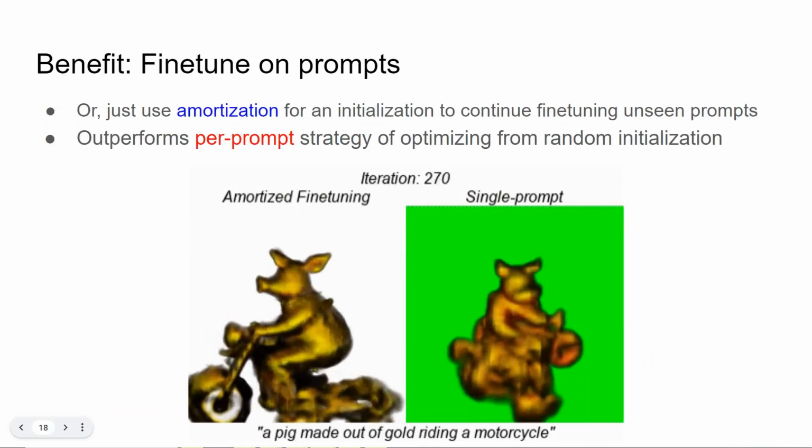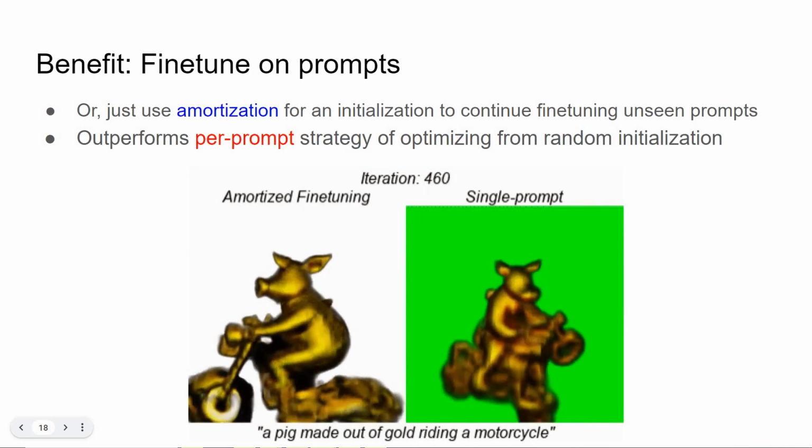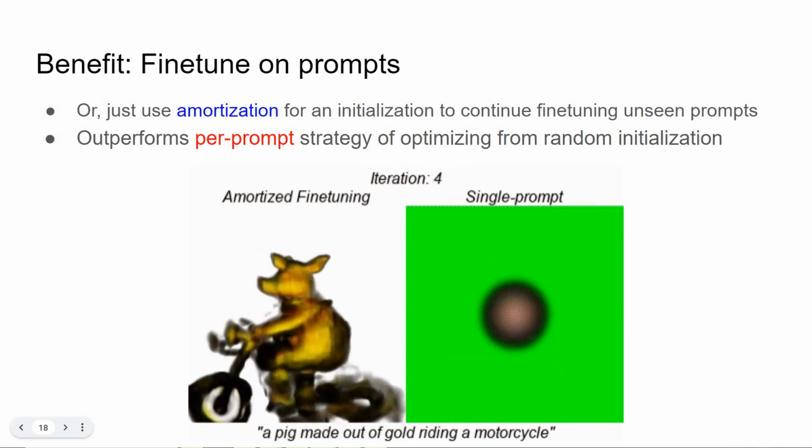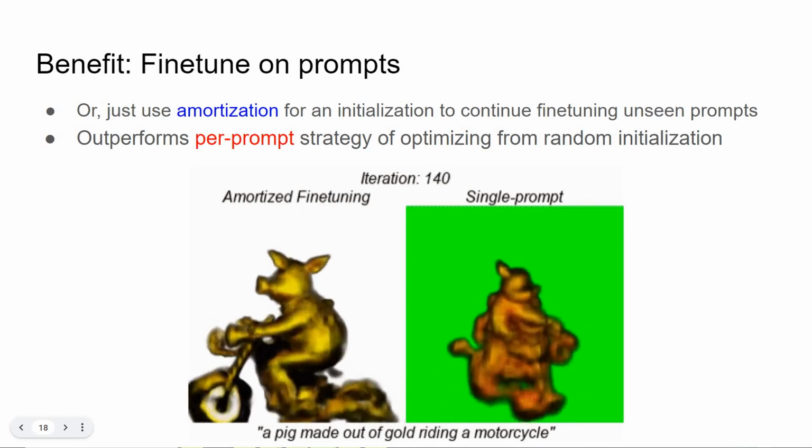We can rapidly fine-tune our model on target prompts. Here we show fine-tuning the prior amortized model on the left versus per prompt optimization from scratch on the right.